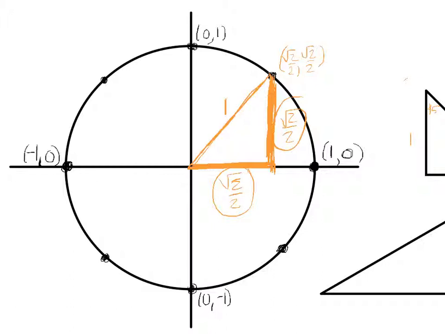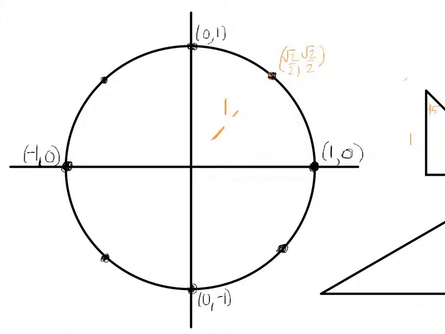So on this one, the point there is going to be root 2 over 2, comma root 2 over 2. So let me erase that, because now I need to look at all the other 45s that I have here. Because if you look here, I have another 45 over here. Again, it's still going to be a 1 here. It's going to be root 2 over 2, and it's going to be root 2 over 2.